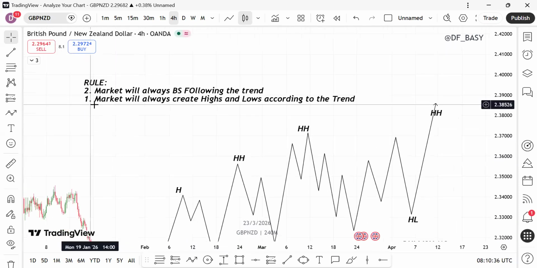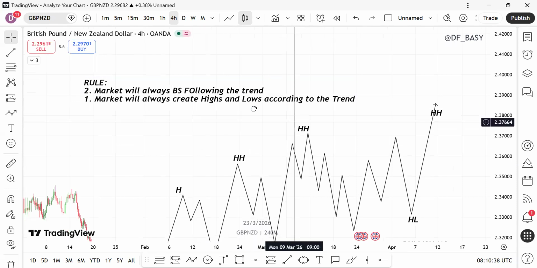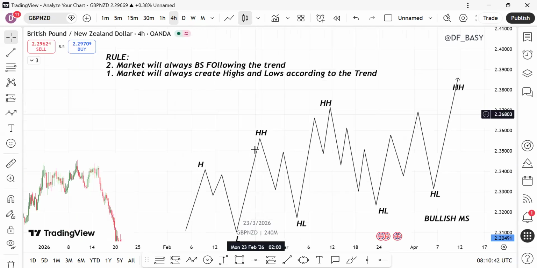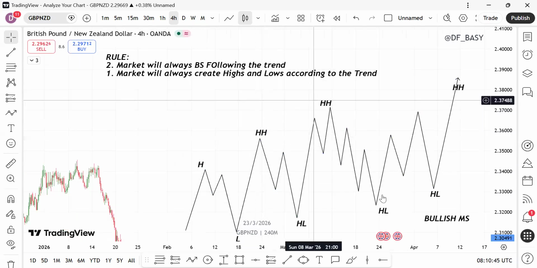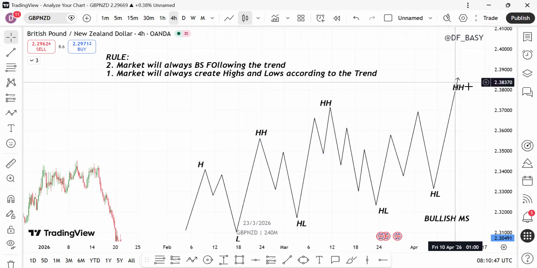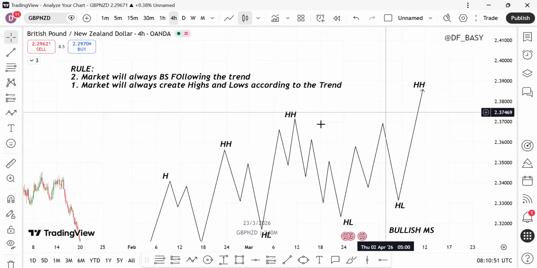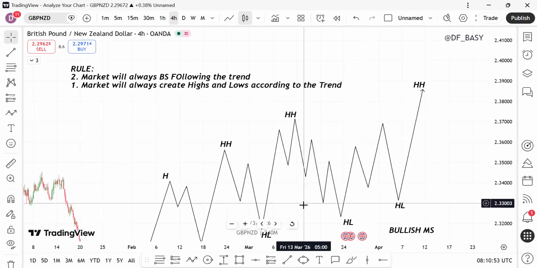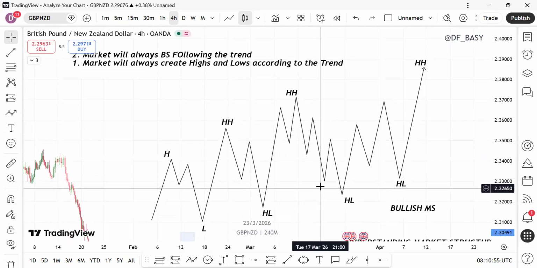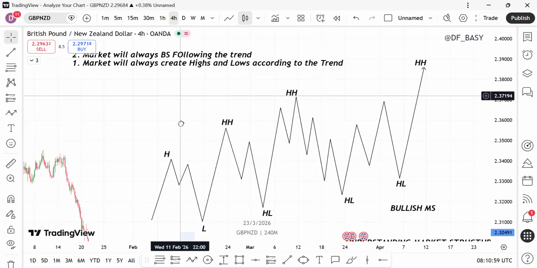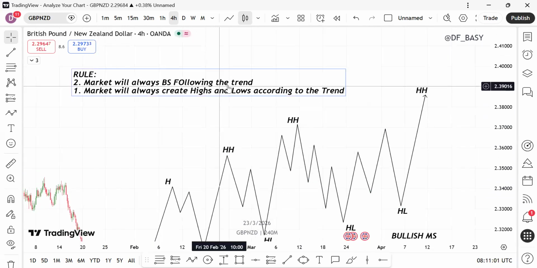Remember in the rule, we said market will always create highs and lows according to the trend. So it has created highs and lows, highs and lows, right? We have identified that, and identified higher high, higher low, higher high, higher low, higher high, and higher low. So with all of this, we know this market is bullish, but to solidify the belief that this market is bullish, we need to see the market break structure following the trend.